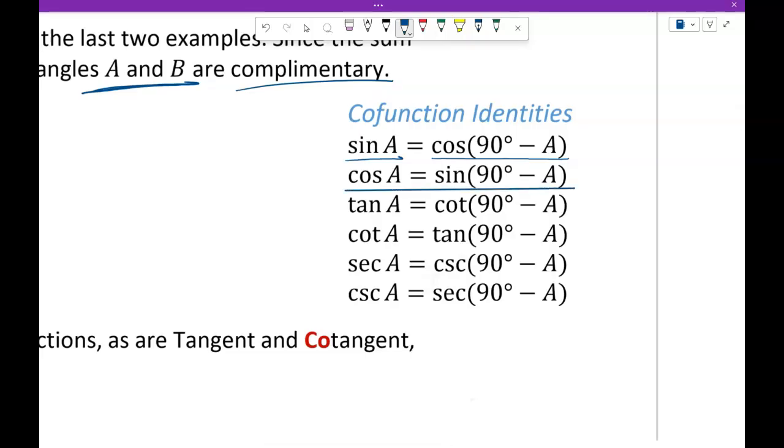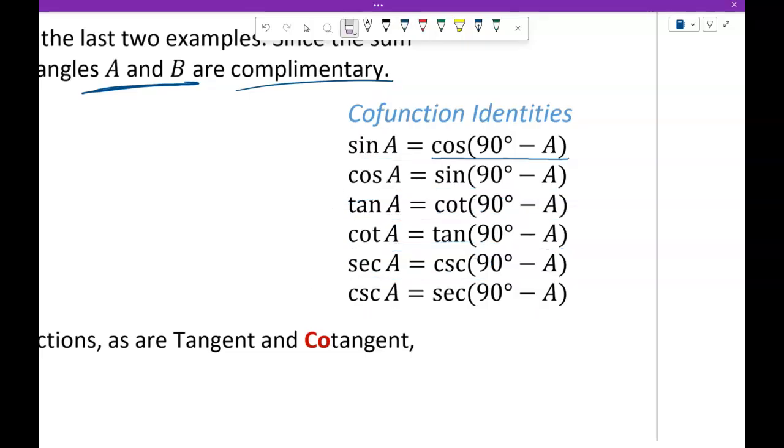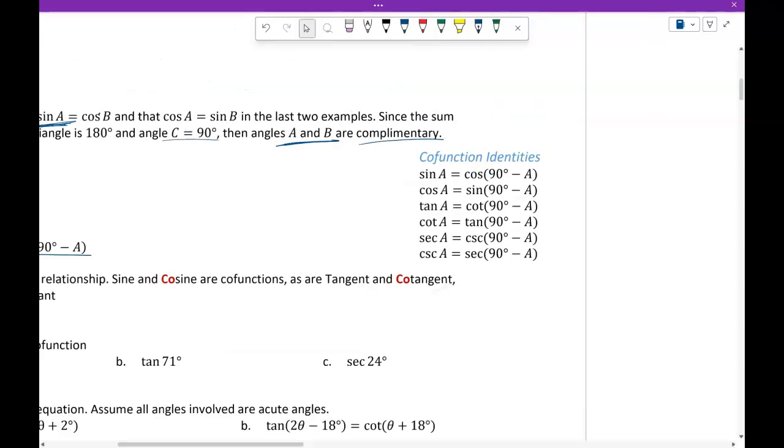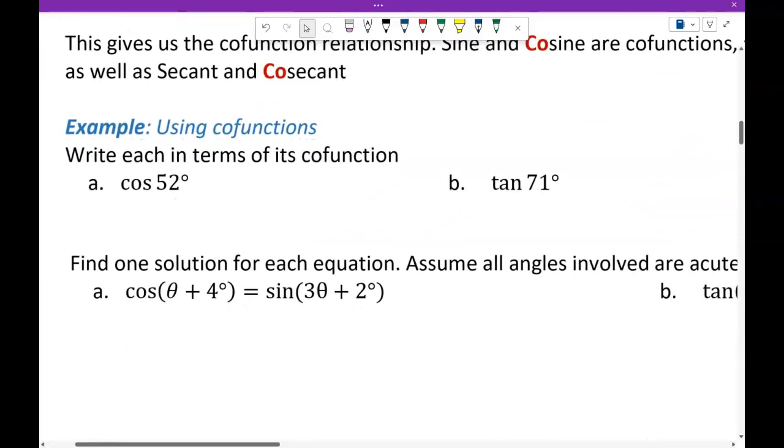The same is true for cosine and sine, and for every other cofunction relationship, cotangent and tangent, and secant and cosecant. That's why we call them cofunctions: sine and cosine, tangent and cotangent, secant and cosecant. So we'll be able to do a lot of things with this relationship where we can use the cofunctions. One thing that we can do is write it in terms of its cofunction. Cosine's cofunction is sine. We can rewrite this as sine of 90 minus the angle that's given.